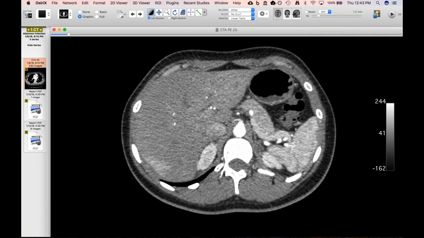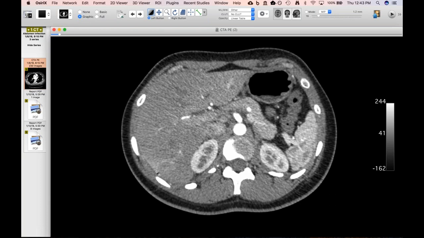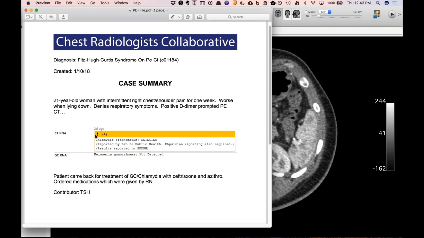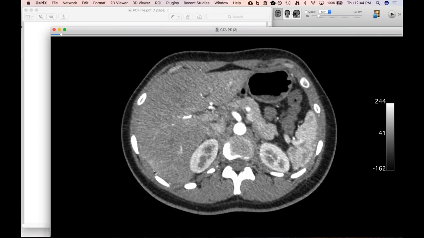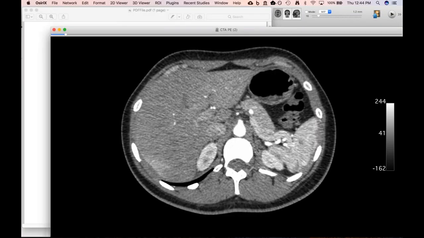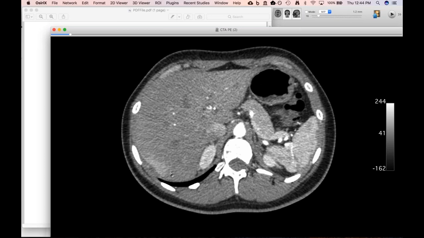I think the spleen is actually normal there. But to make a long story short, this was the only abnormality on there. And they did in fact go back and check a panel, and chlamydia was positive. And so they're treating this as Fitz-Hugh-Curtis syndrome based on this finding. This was the only thing on there. And she was otherwise, from a respiratory standpoint, completely asymptomatic, afebrile, and she just has a positive D-dimer, which is what prompted this anyway, in the waiting room.